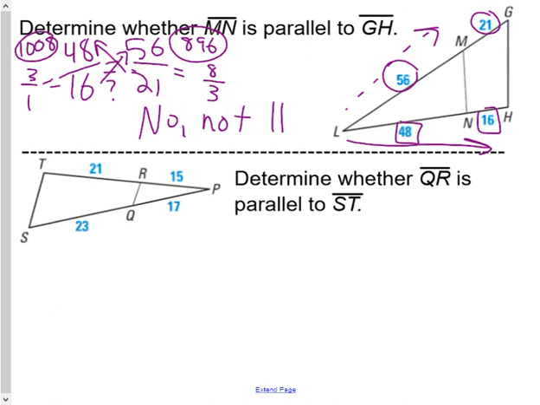Not quite the same. On the bottom, determine whether QR is parallel to ST. Same idea. We're going to 15 over 21. That equals 17 over 23.